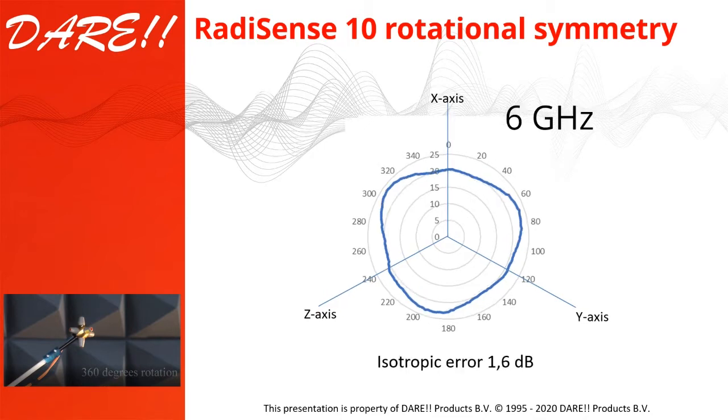If you look at the same performance of the probe at 6 gigahertz, you will see that there is a slight deviation in the isotropy. Certainly in between the axes, you see some smaller errors, so it's not completely circular anymore. Still, at the X, Y, and Z positions, it's spot on the field, but in between you see a slightly higher value. Overall, the isotropic error of this probe is 1.6 dB at this frequency, which you might think isn't that good, but let's see how it compares with other brands of probes.